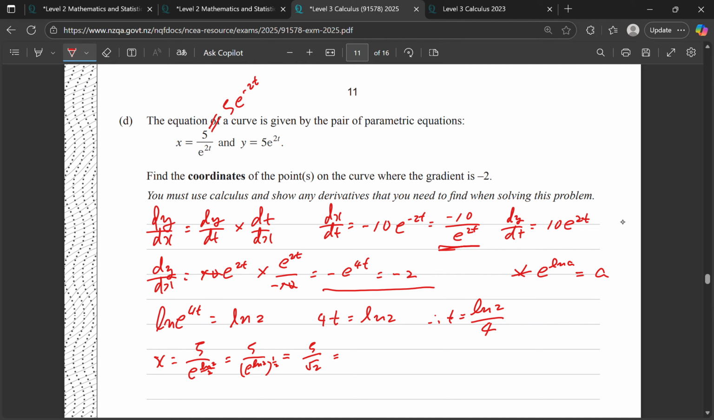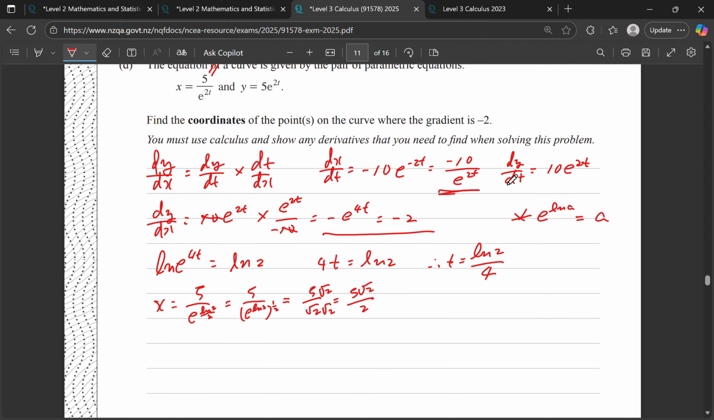Which is 5 over square root of 2. Did you know in math we do not write a surd in the denominator? So we rationalize it, times by square root of 2 on both sides. So 5 square root of 2 over 2 should be the answer. Okay, so we just got the x coordinate.